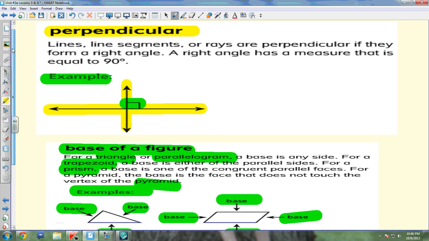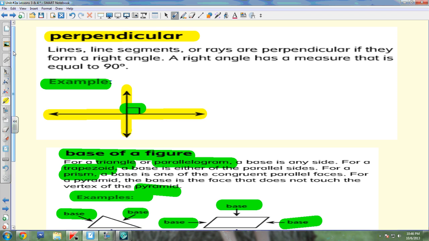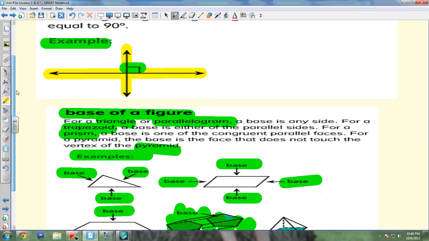Perpendicular, another definition: line segments or rays are perpendicular if they form a right angle. A right angle has a measure equal to 90, and that's when you're finding the area of triangles and parallelograms. Finding that right angle for the height is needed. So draw this shape with this little box, and that box is telling us that it's a 90-degree angle, it's perpendicular.